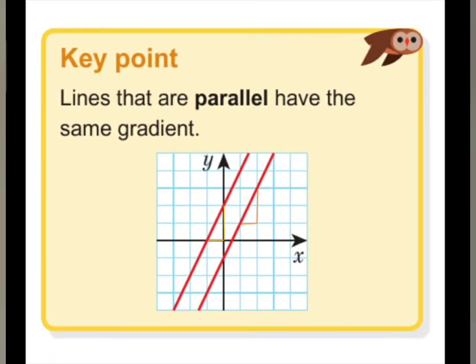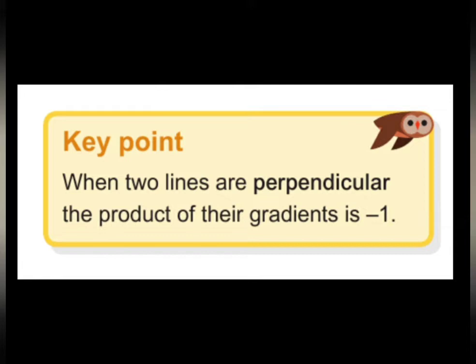Now let's go to another key point and understand the rules of perpendicular lines. The key point here says when two lines are perpendicular, the product of their gradients is negative 1. Now, to understand this more, we must see an equation and see what that means. Let me show you a question and I'll explain more on the question.